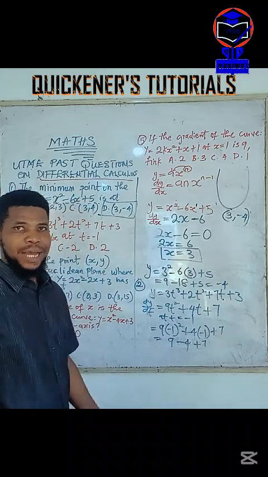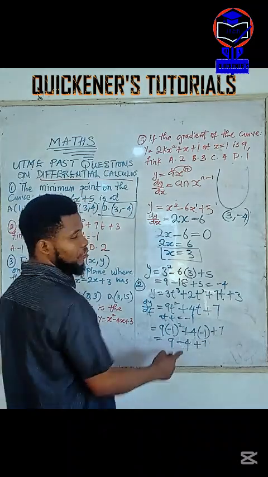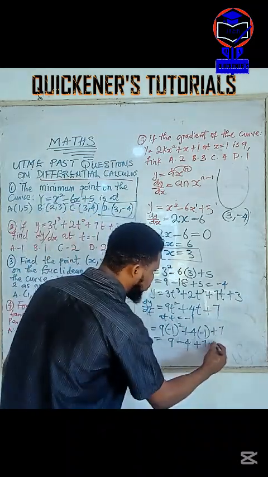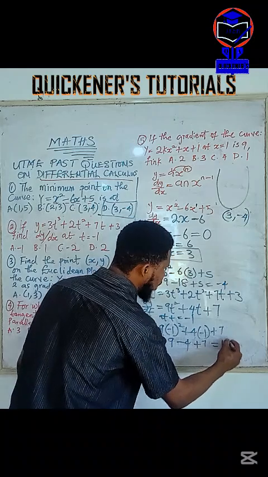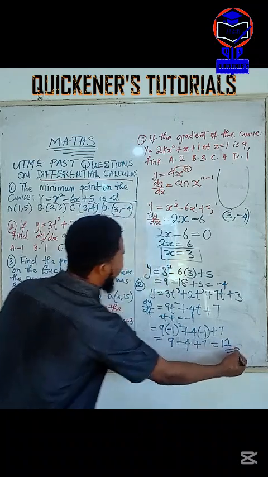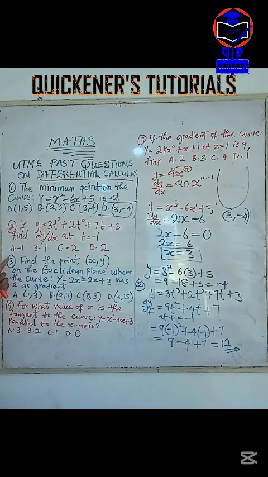Plus 7. Are you getting it out? So 9 minus 4, 5. 5 plus 7, that will be what? 12. Okay, so our answer is what? 12. You can see our answer will just show up here, right?